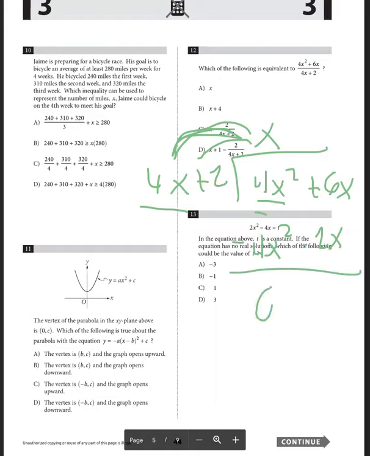This ends up being 0. This ends up being 4x. So you don't really have to worry about that. I'll just erase it. So now we do the same thing again.